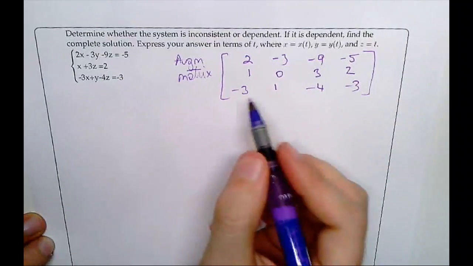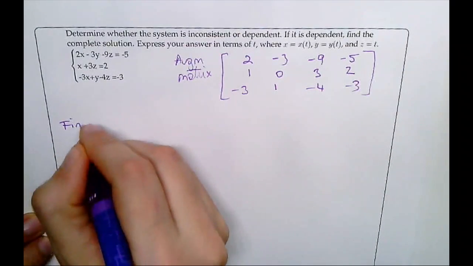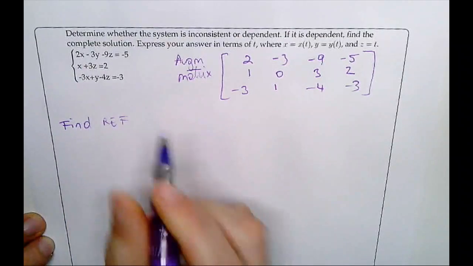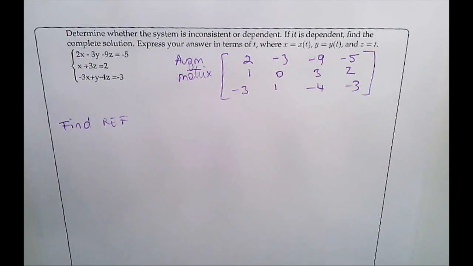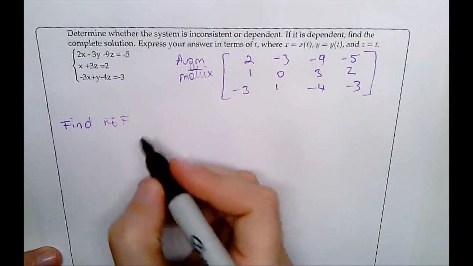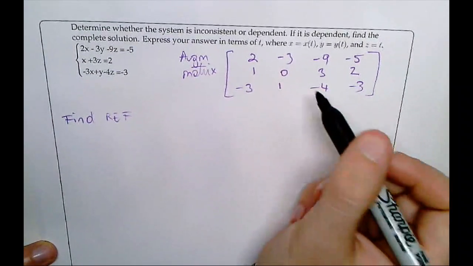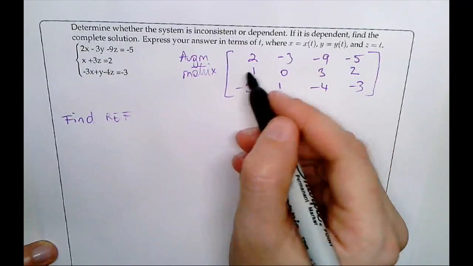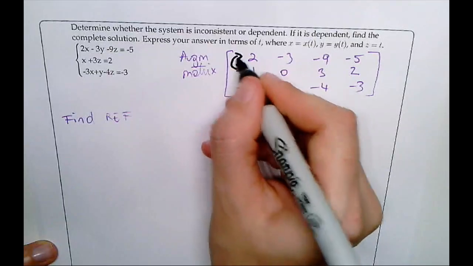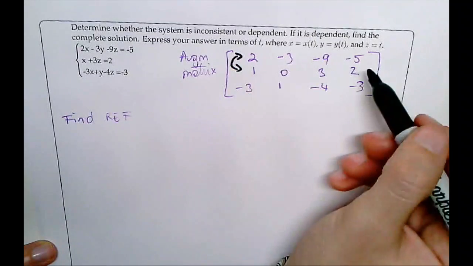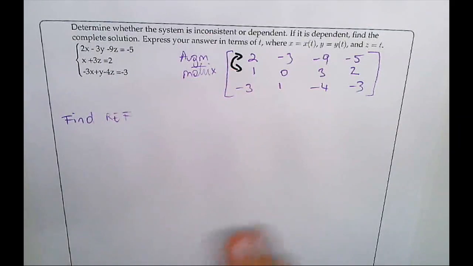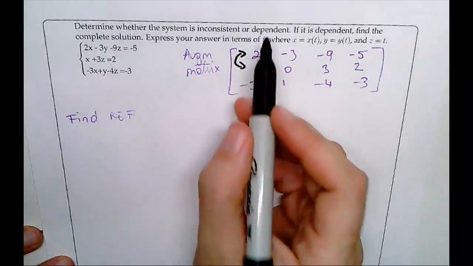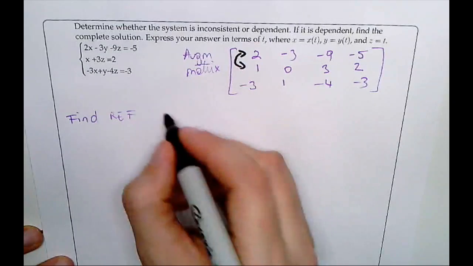And then -3, 1, -4, and then -3. So let's find the row echelon form. To find the row echelon form, the first step will be to make this a 1, but notice that this is already a 1, so nothing stops me from interchanging two rows, right? Just like rewriting the system with the second equation first, it's not changing the system. So this is our first step. Interchange row 1 with row 2.